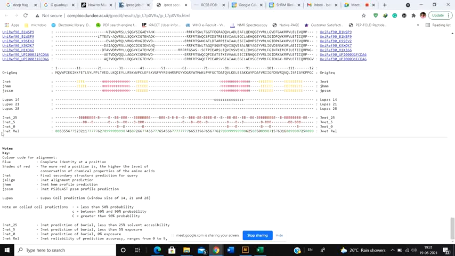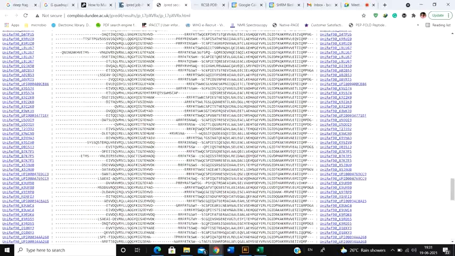Whereas this solvent accessibility is calculated by this JNetRel, and since JNetRel is the reliability of the prediction accuracy, it ranges from 0 to 9. Okay, the bigger the better. Okay, so that's how you get to see whether the molecule predictions are better or not, using this particular entire result.